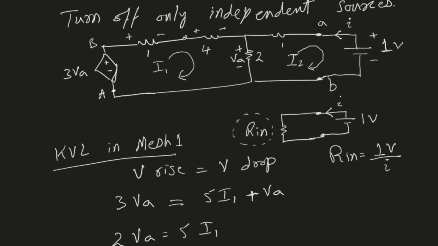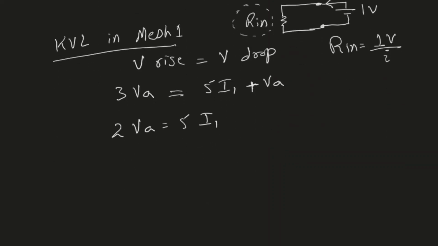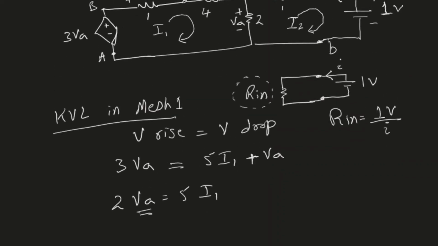Now remember, when we are solving mesh equations, we want the equations to be in terms of the currents I1 and I2, because these are the variables that we want to solve for. And if we have two equations, then we have two variables over here, and we can calculate I1 and I2. However, in this equation, I have something called VA, which is, again, an unknown, but we want to write it in terms of I1 and I2.